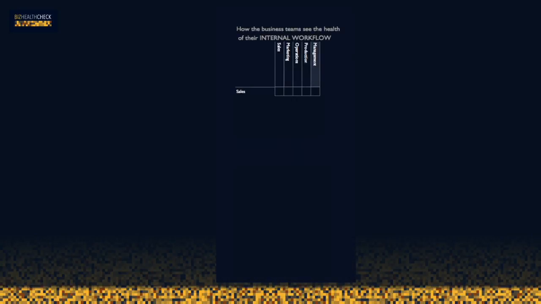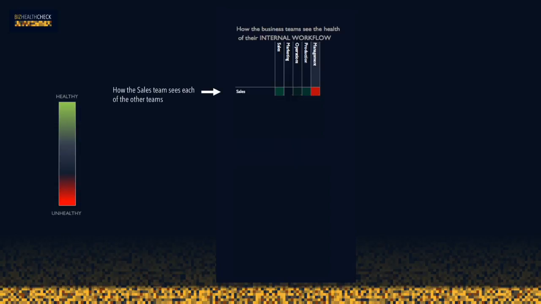Now, wouldn't it be useful if we could see that matrix of relationships in a pictorial view, using a graduated scale that would show us the health of the way that they were working? Each row can show us how the team sees the health of the workflow of the other teams that they're working with. And using a graduated scale, we can see the hotspots of where there may be any ill health.